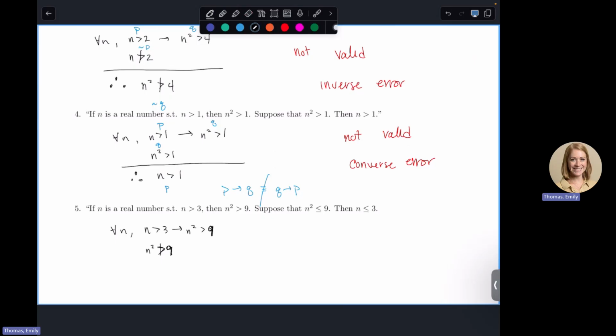All right, what's the big conclusion? Good. What do we know about this? This is valid. Because we have P implies Q, and then we have not Q, right? Implies not P. So this is modus tollens.